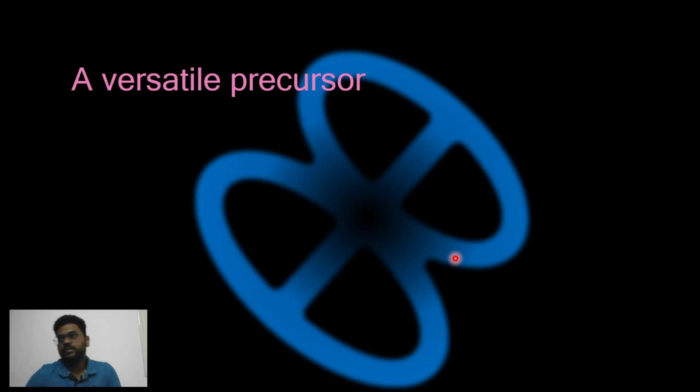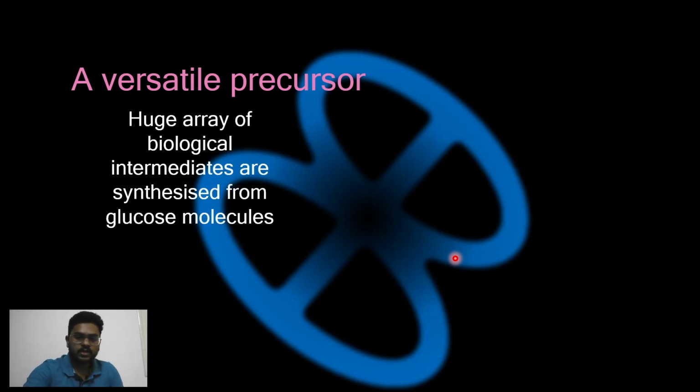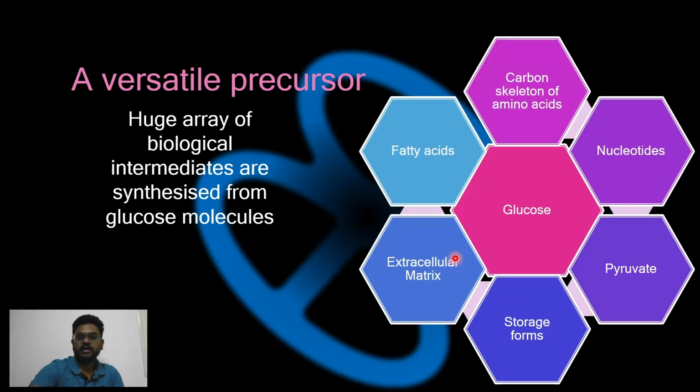So versatile precursor, what we mean by that is that glucose is not just a fuel. It is not only used for producing energy, but as we have seen in the previous slide, it is central in our metabolic pathways. It also produces so many intermediates, which are in turn precursors of many of the essential components of our body. So a huge array of biological intermediates are formed.